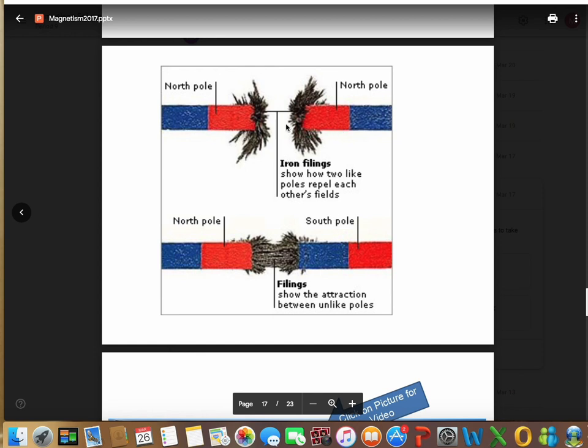So this is the reason why this is red, so you can tell what side is the north or the south, because in logic, you really can't tell if that's north or south. So if this was a bar magnet that was just black, you wouldn't know if there was the North Pole or the South Pole. How do we know?